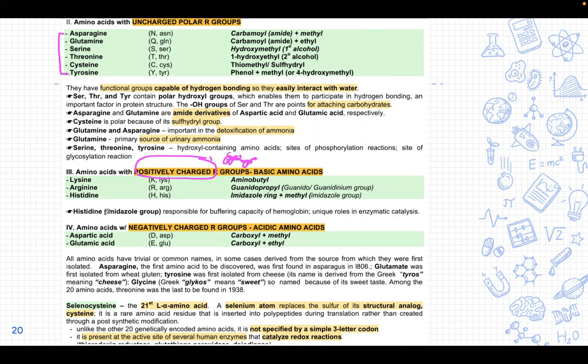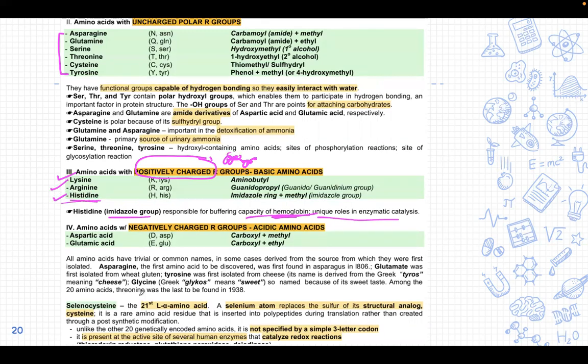So histidine is the imidazole group responsible for buffering capacity of the hemoglobin. Okay, your hemoglobin serves as a buffer, recall, unique roles in the enzymatic catalysis. So amino acids with negatively charged R groups, dalawa lang naman, madaling tandaan, si aspartic and glutamic acid. So kung nalilito sa positively charged and negatively charged, pwede kayong gumawa ng mnemonics. Basta ako, ang pinakapalatandaan ko dito kapag positively charged, yung involve doon sa DNA, sa histones. Yun, si L, A, tsaka si H. Sama mo na si H.